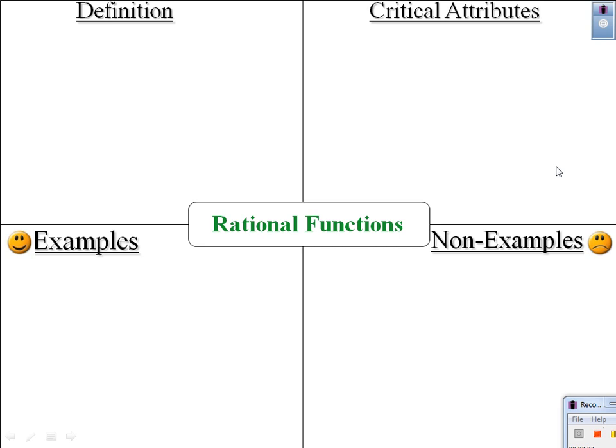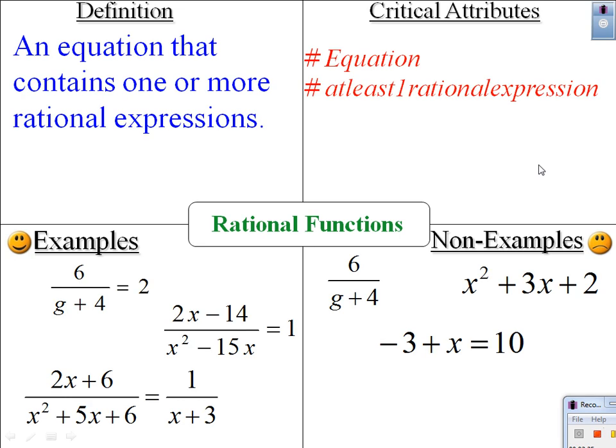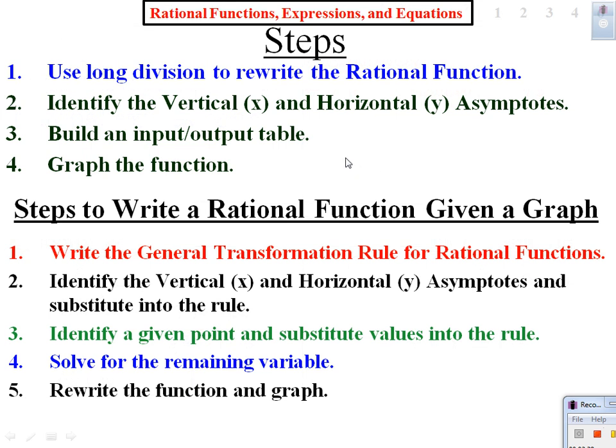All right, very good. Rational functions are equations with at least one rational expression. And I gave you guys processes. We already have the steps, is that correct? I gave you 4 steps for graphing and 5 steps for writing a function given a graph. And last night you had 2 of those practice problems from the book, right? Then I gave you 6 problems in regards to rewriting and graphing. All right?